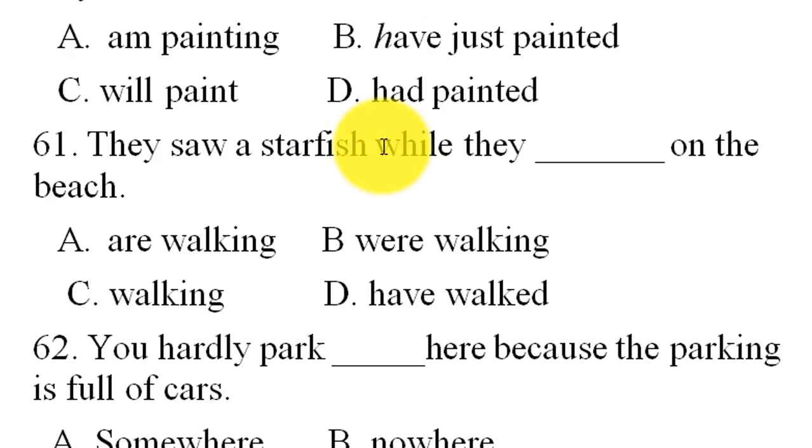There's a conjunction, while, and it takes a long progressive action. And this one is a short complete action. While they were working on the beach, they saw a starfish. This was the first action, and the second action was this. The short action happened by chance or suddenly. So that is one of the uses of past continuous. Exactly.